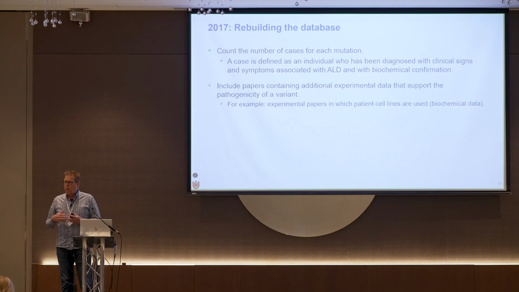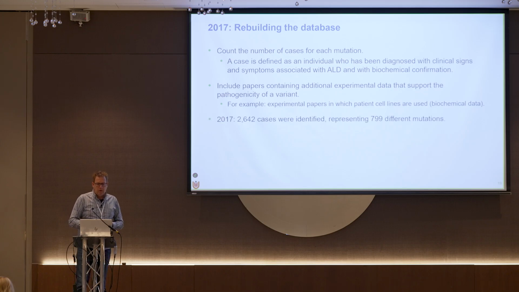I also realized that there are many research papers out there in which people use skin cells from patients to do research. If they mention the mutation and they measure any function of the protein, there's additional information, and you can combine that information. So in 2017, a total of 2,642 cases had been described, or I knew of these cases, and these represented 799 different mutations. Because of all this information, I could also add extra information for each variant.